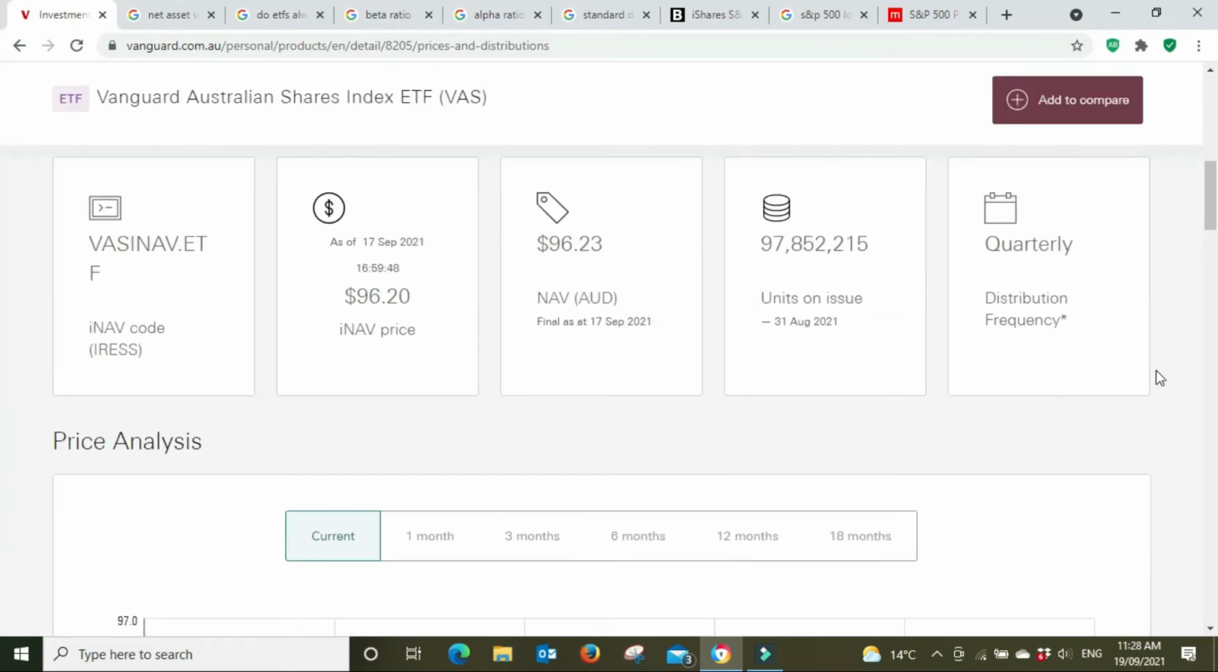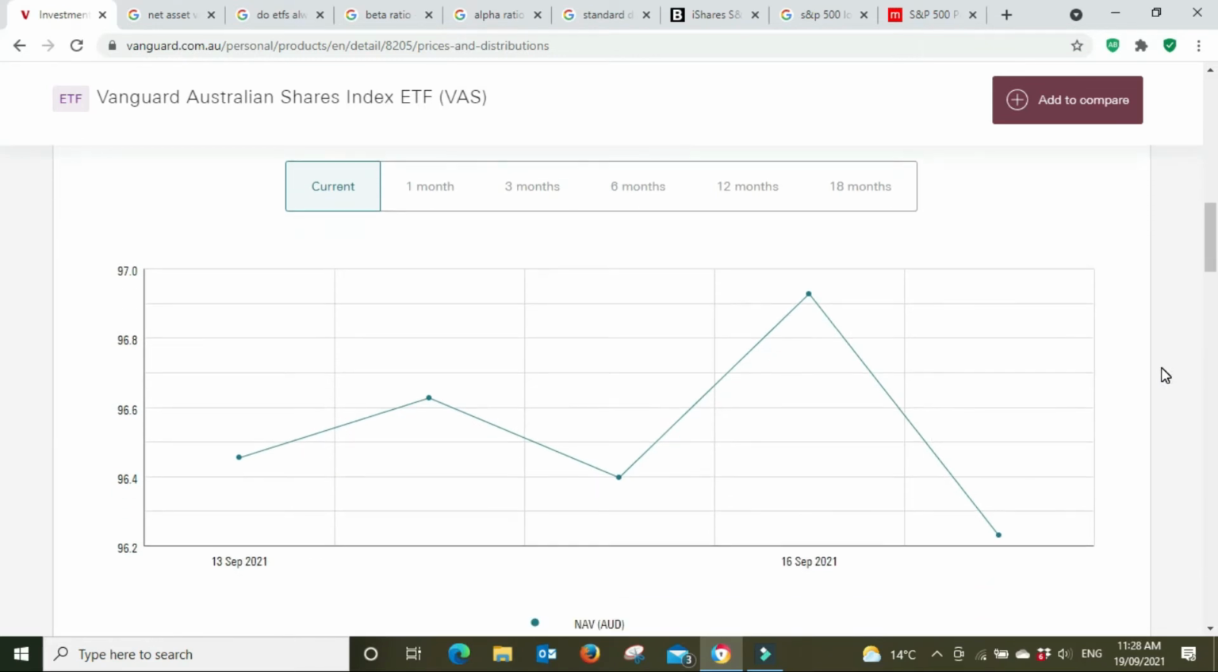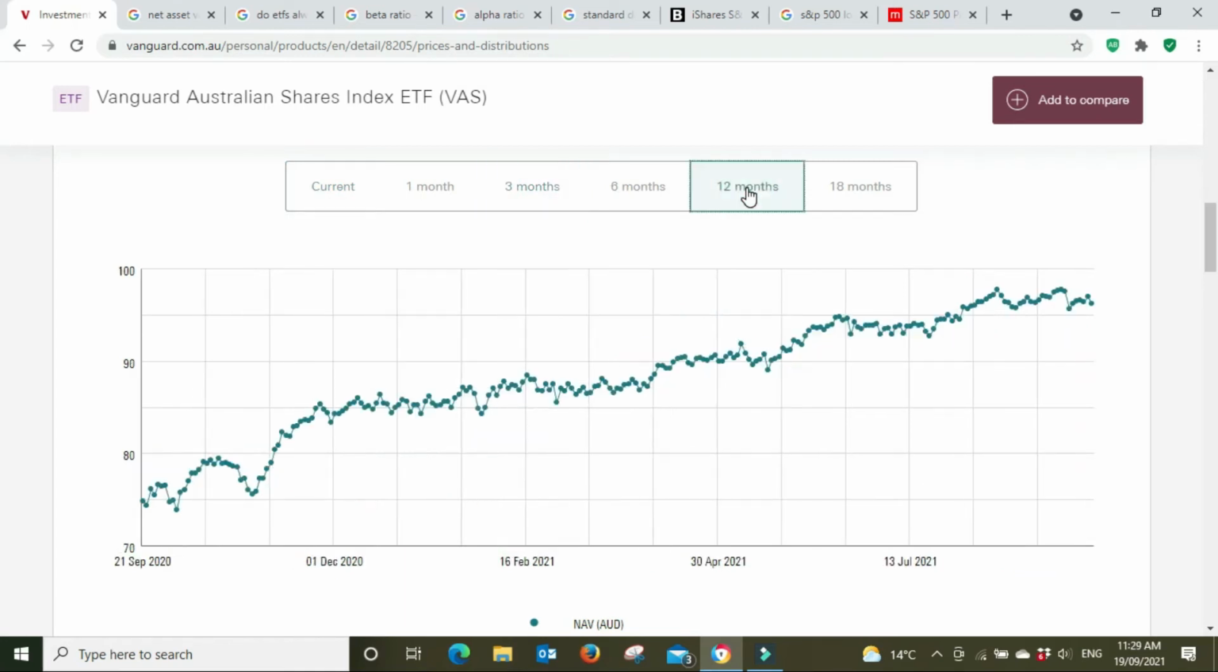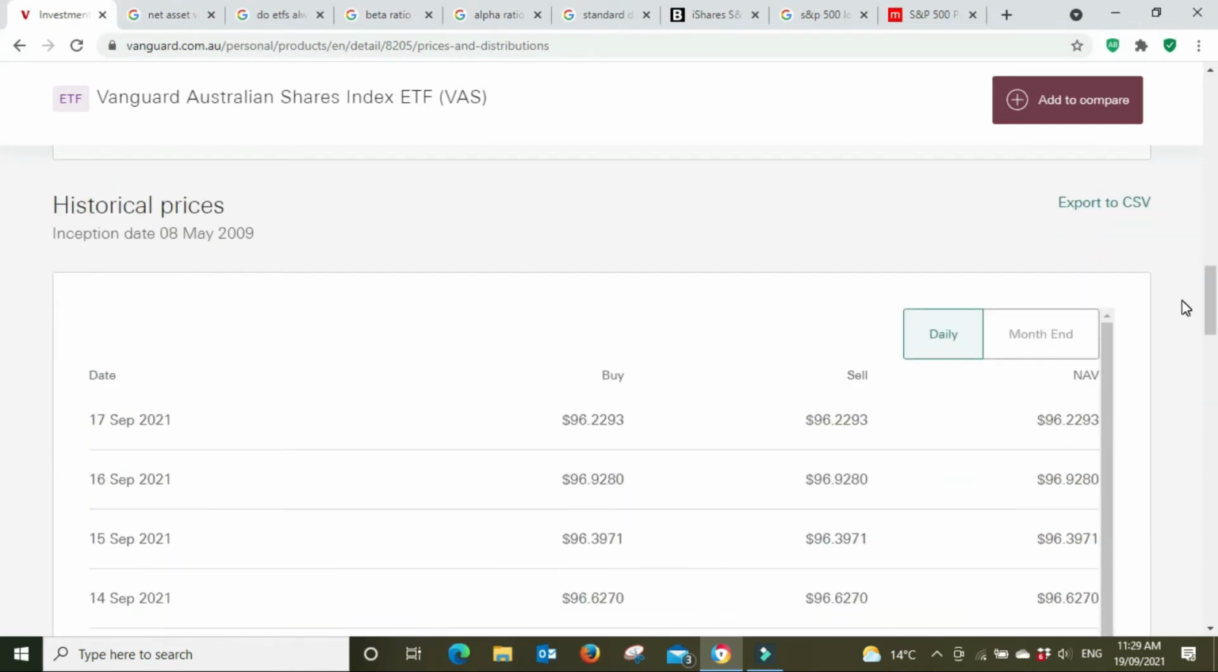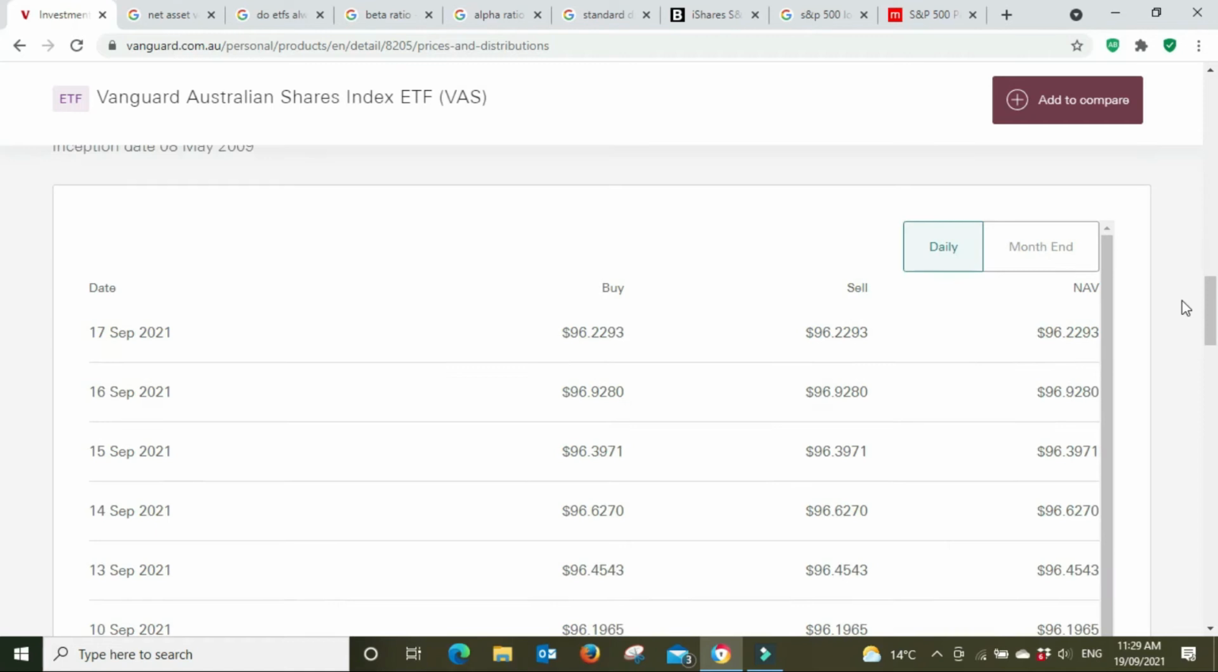$96 net asset value. And then we got some charts here of the net asset value. You can change the term. So you can see for 12 months, this is what it's done. And we know from before that net asset value on ETFs are pretty close to the trading price. And we can see that here, where it's got the days down here, it's got the buy price, the sell price, and the net asset value.